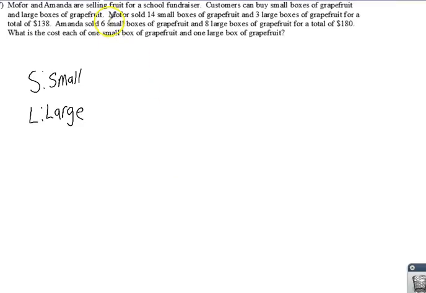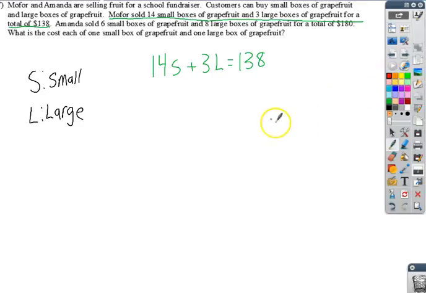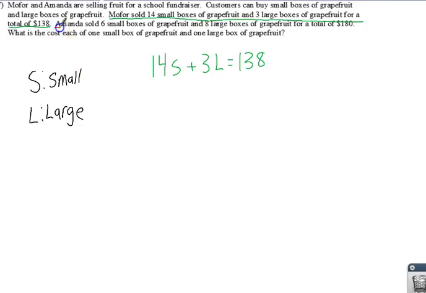Ooh, some information. Mofo sold 14 small boxes of the grapefruit and 3 large boxes of the grapefruit for a total of $138. That's a lot of fruit. So, 14S plus 3L equals 138. Then, here we go. Amanda sold 6 boxes of small grapefruit and 8 large for a total of 180. Wow, my straight lines are not straight. Alright, so we'll go 6S plus 8L equals $180.